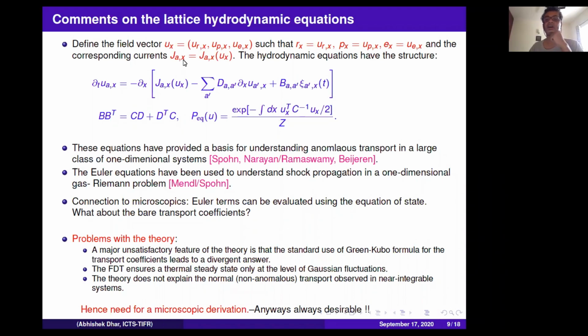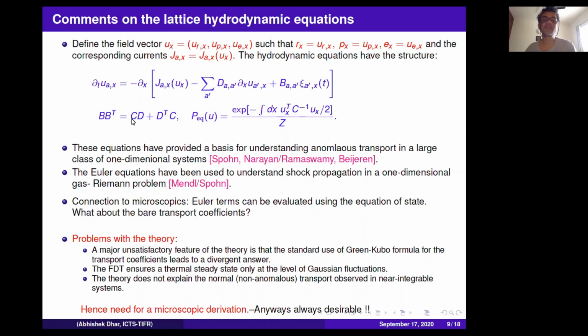The hydrodynamic equations have this structure: ∂_t u_a(x) is the divergence of some current. There's an Euler term J_a(x), then a dissipation term, and then there's noise. I have written this more generally, so you can have more fields and so on. Here I've taken out the noise strength. So zeta is a noise with unit variance, delta-correlated both in space and time, and the strength of the noise satisfies this fluctuation-dissipation relation.